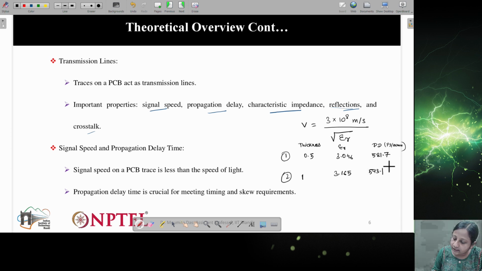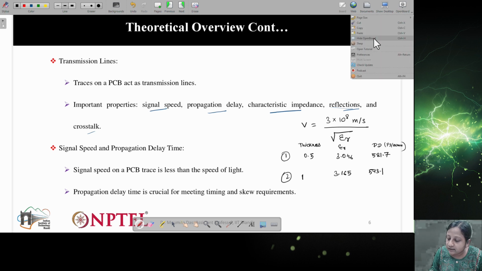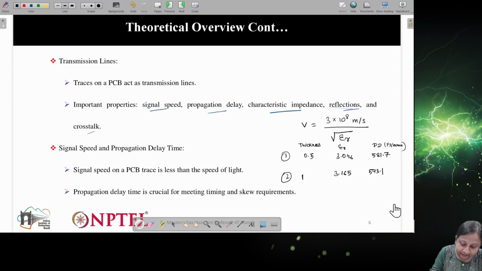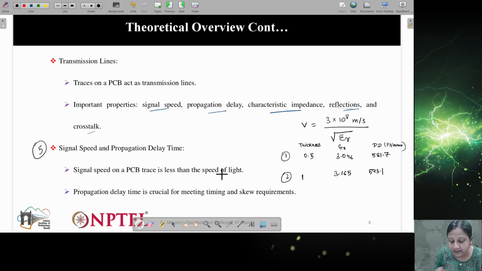So you can see, different board material and different thickness of the PCB lines can all affect the propagation delay. So we have to make sure this delay is not much. Now this signal speed and the propagation delay time, you can see this fifth one. Signal speed on a PCB trace is less than the speed of light, as I have told you. The propagation delay time is crucial for meeting timing and skew requirements. So that is why while designing a PCB, we have to consider all these different factors.